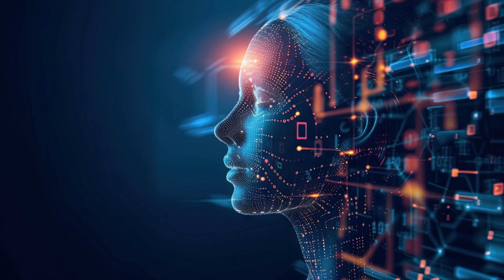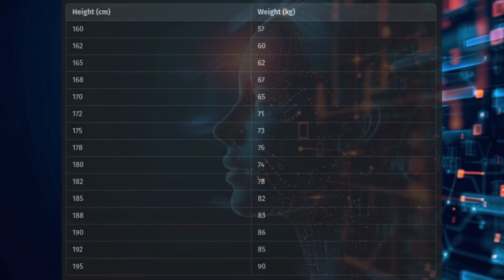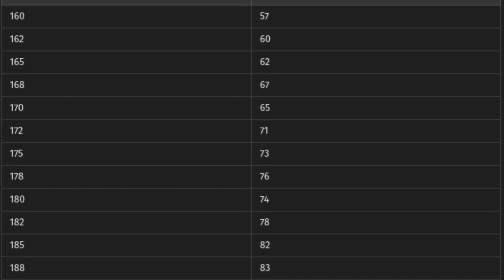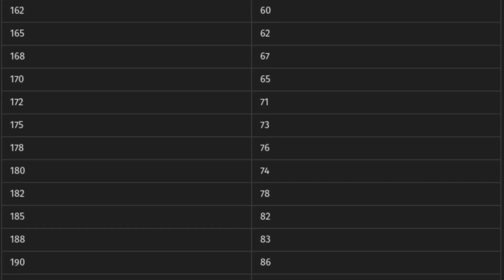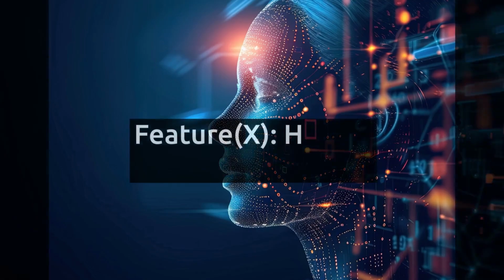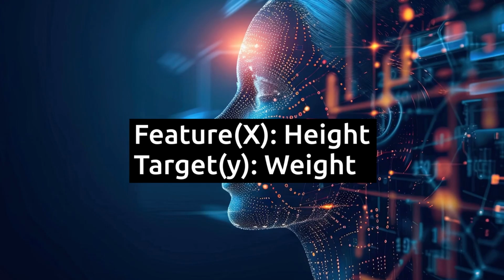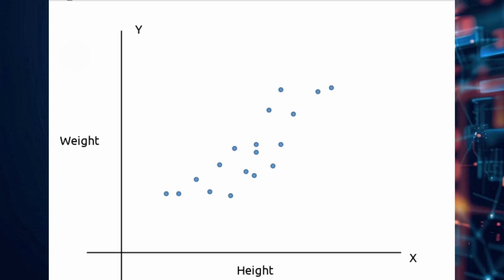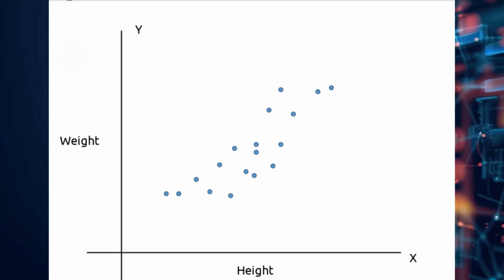Consider a data set where we want to predict a person's weight based on their height. In this example, we have one feature, height, that is x, and one target variable, weight, that is y. We assume a linear relationship between these variables, which means we'll model the data with a straight line.